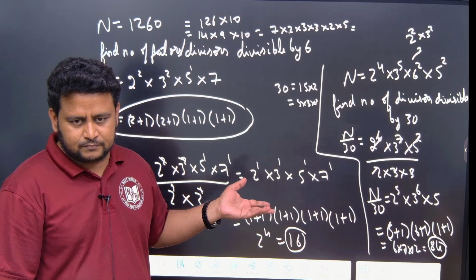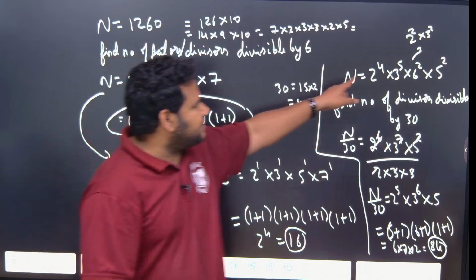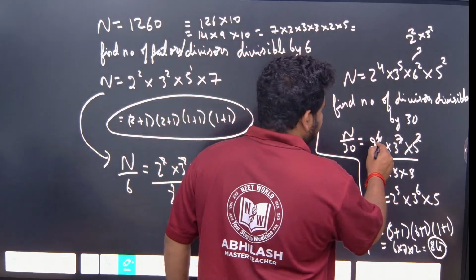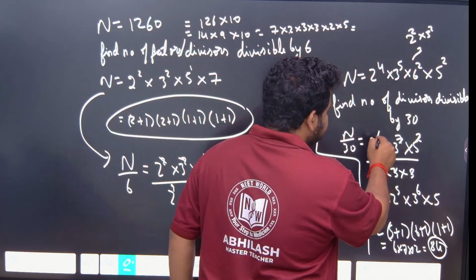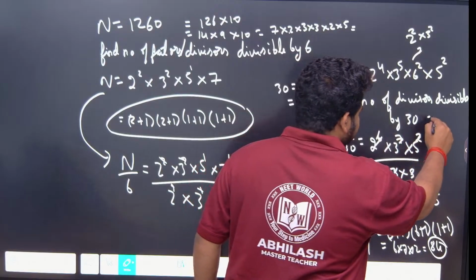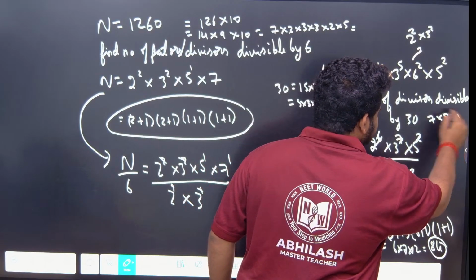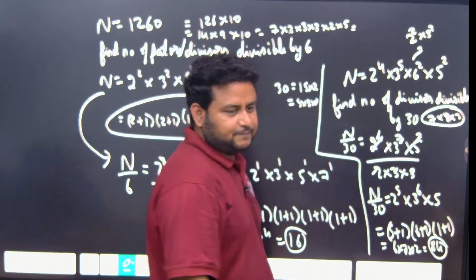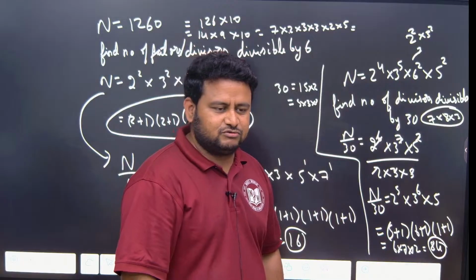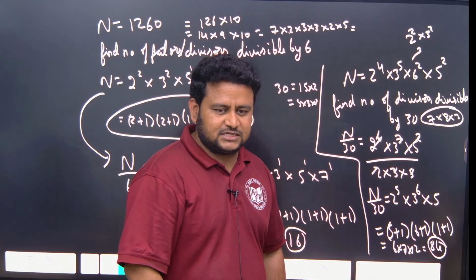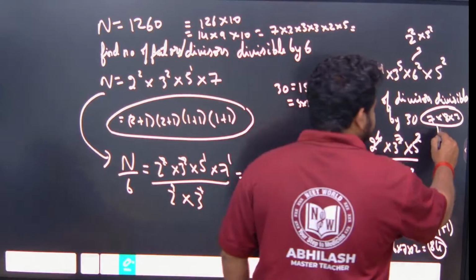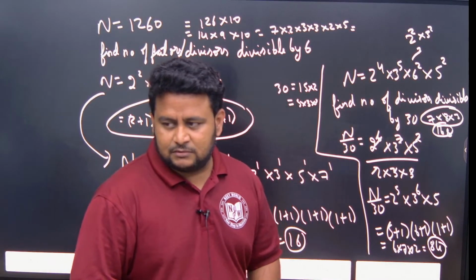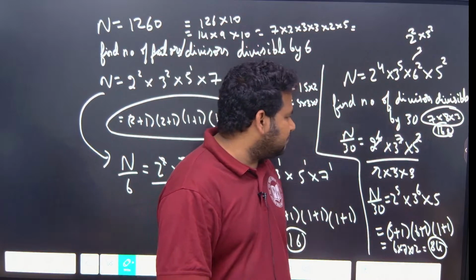Understood? If they ask just the number of factors, forget about divisible. Number of factors, first you should bring this in prime form. Here it is 6, 7, 2, so this will be 7 into 8 into 3. 7 8s are 56, 56 into 3: 50 into 3 is 150, 6 into 3 is 18, so 150 plus 18 is 168. So the answer will be 168, if they ask only the number of factors, not divisible by 30.